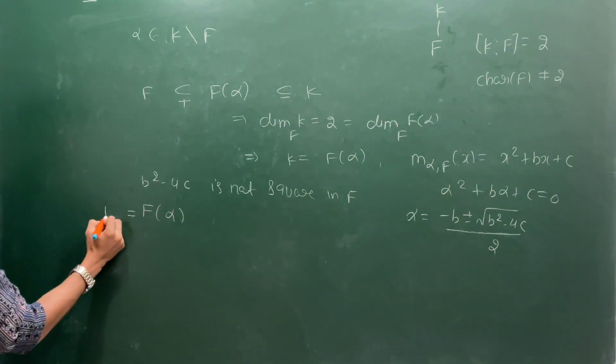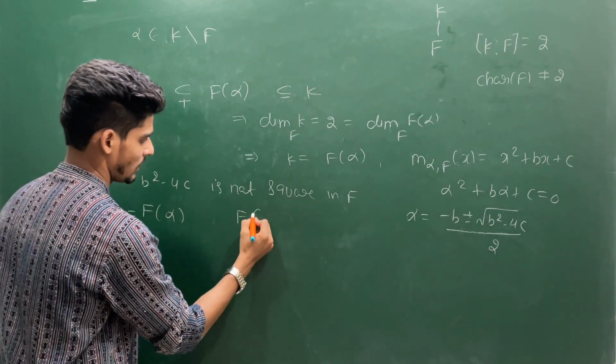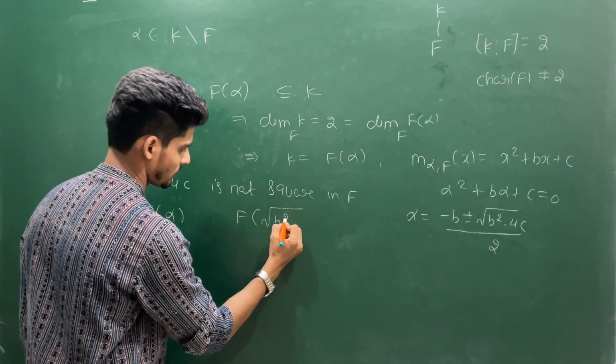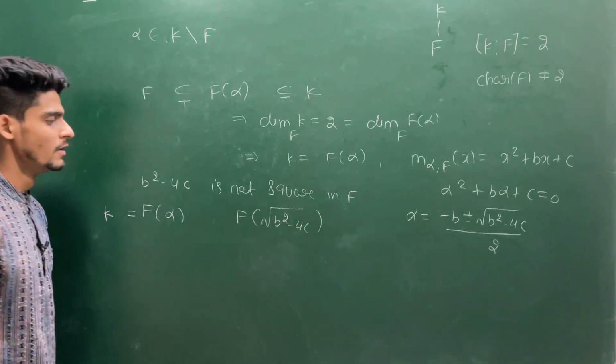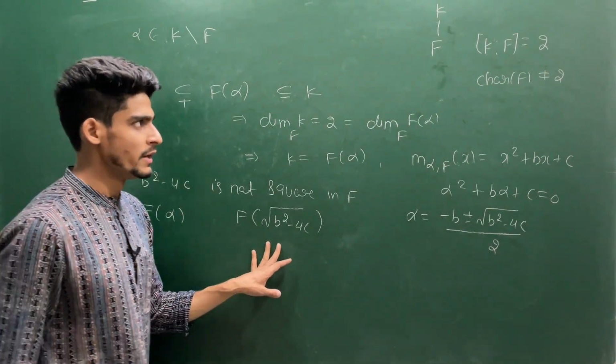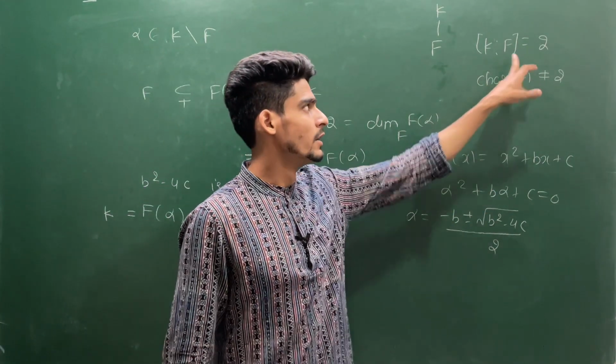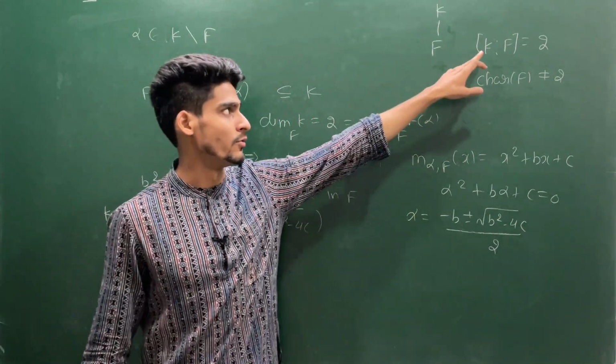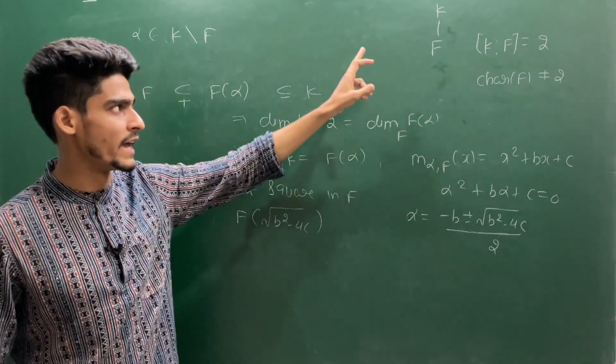This we know is already K. I write this extension F(square root of b square minus 4c). इस टाइप के क्वेश्चन आपको इंटरव्यू में पूछ सकते हैं. Suppose we have a 2 degree extension. What can you say about the form of this K? So I am giving you the explicit form of K.